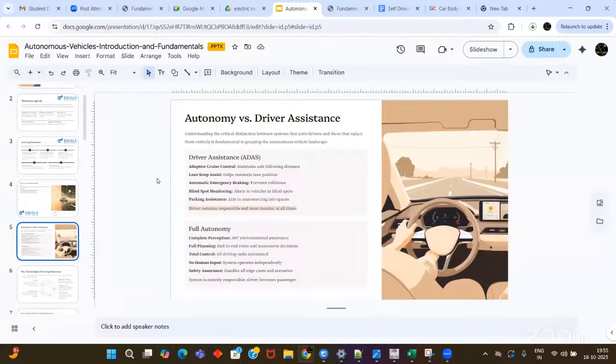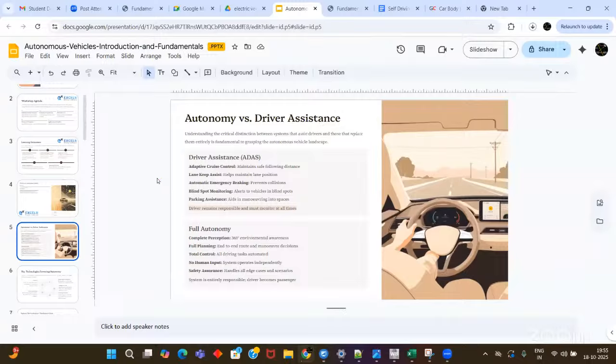Next is the parking assistance. Parking assistance is also a very important and prominent thing wherein you get a chance to move the vehicle in such a fashion that you aid the maneuvering into spaces with proper driver control. So driver remains responsible and must monitor at all times. The key underlying note for this complete system is that the driver should remain responsible for each and every situation and must monitor at all the time.